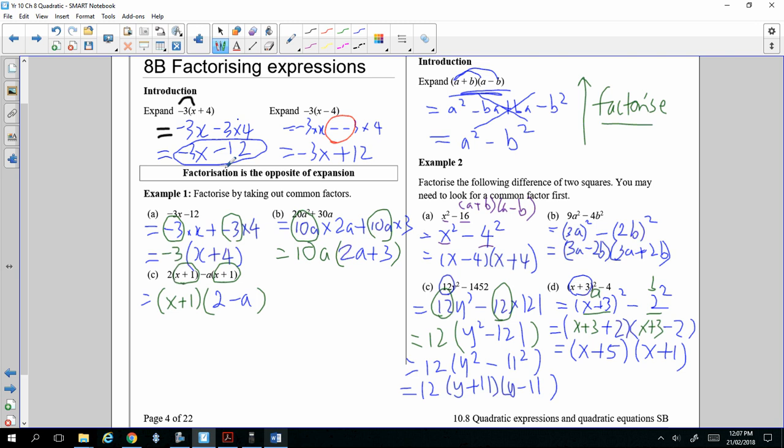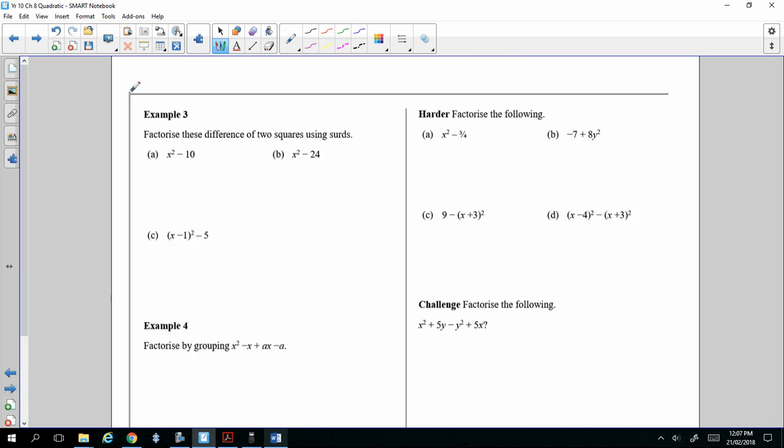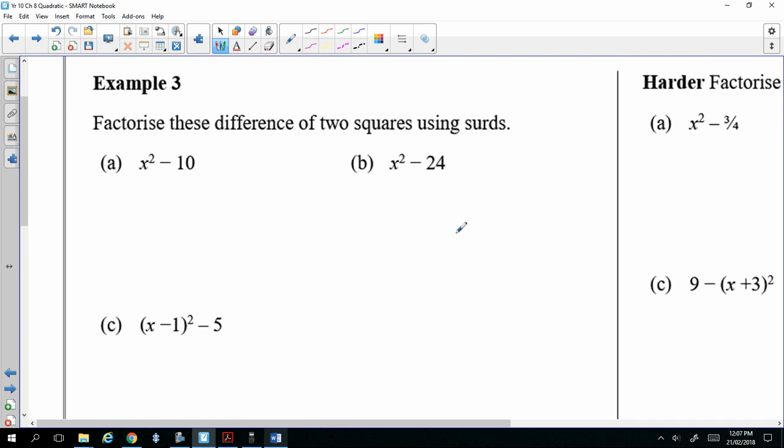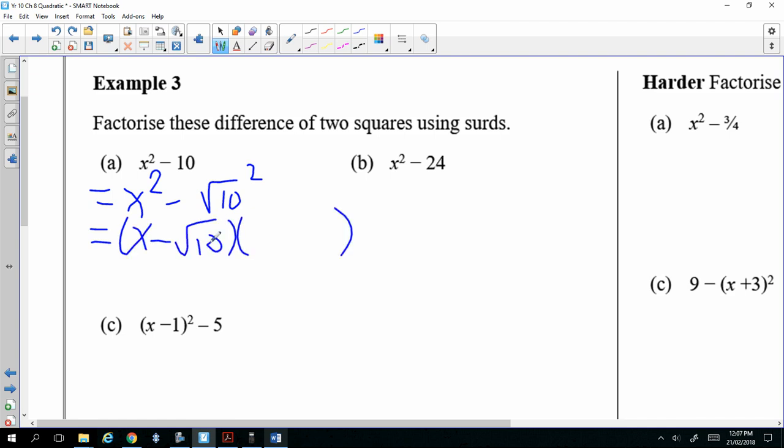Let's move on to the next page. All right, these are harder ones. These ones involve surds. We did surds in chapter 2. So 10 is not a perfect square, but we can write 10 as square root of 10 squared. Right? So that means I could factorize it. So it's going to be x minus root 10, x plus root 10, like that.